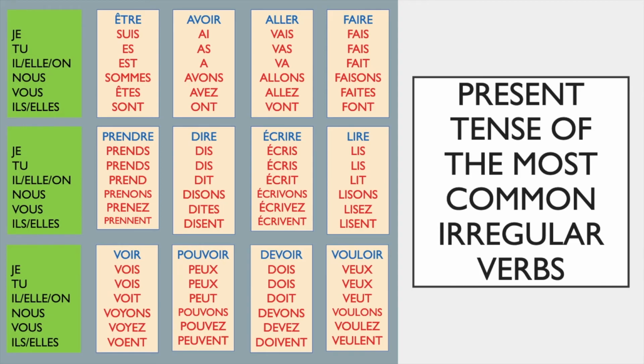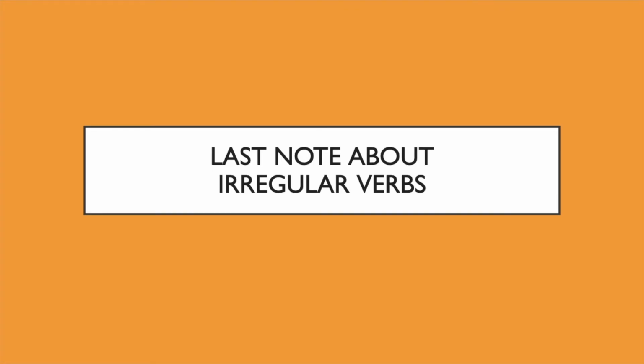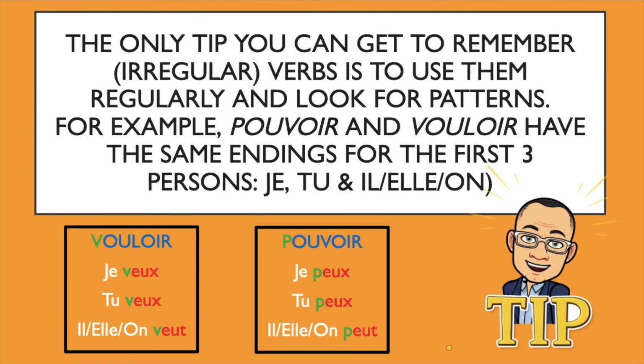Now, one last note about irregular verbs. The only tip you can get to remember verbs, and especially irregular verbs, is to use them regularly and look for patterns. For example, pouvoir and vouloir have the same endings for the first three persons. Je, tu, il, elle, and on. Vouloir becomes je veux, tu veux, il, elle, on veut. Pouvoir becomes je peux, tu peux, il, elle, on peut.